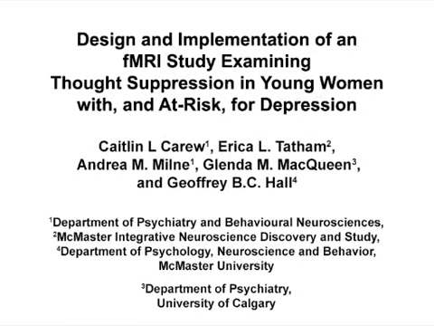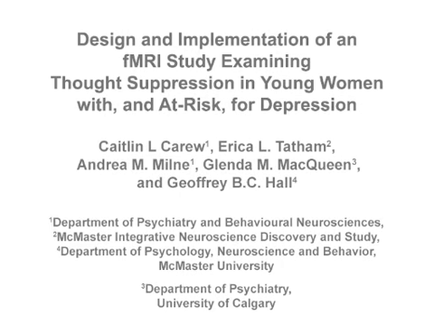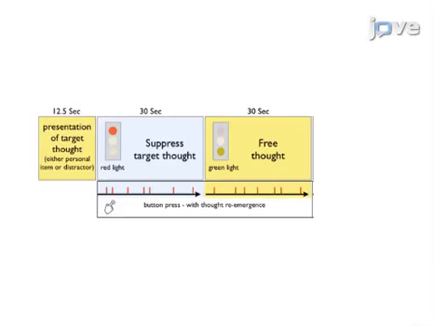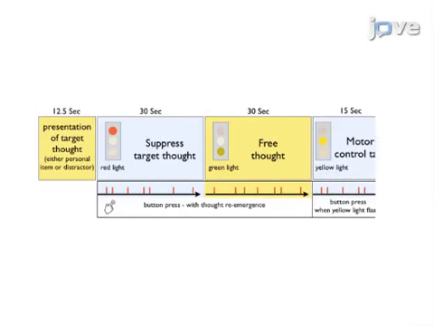The overall goal of this procedure is to identify alterations in brain activation associated with depression and risk for depression in teenage and young adult women. This is accomplished by first programming a mixed block and event-related thought suppression paradigm for use in the fMRI.